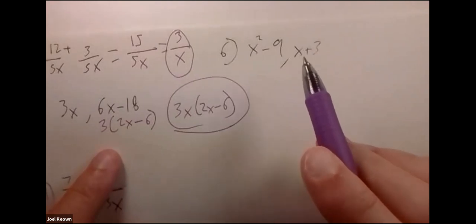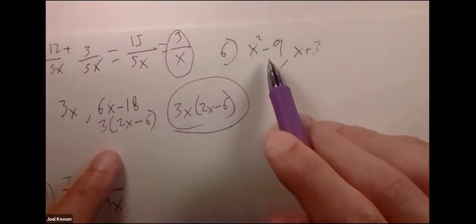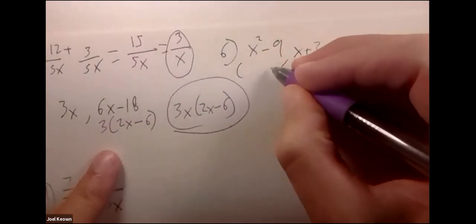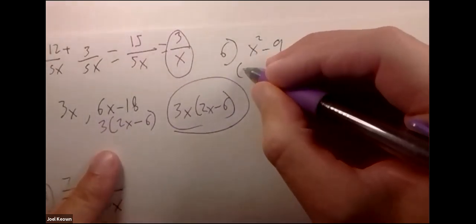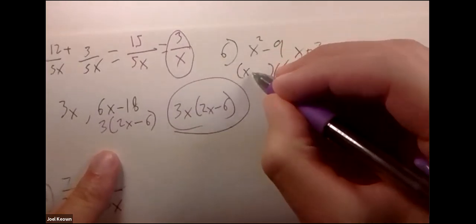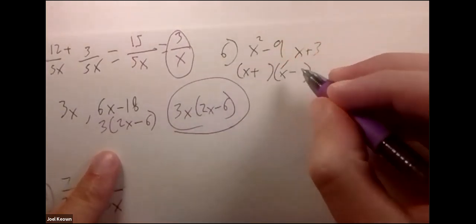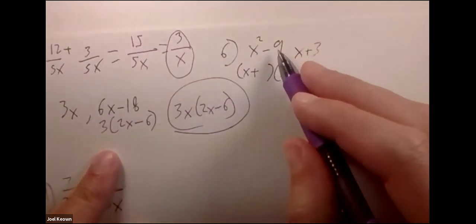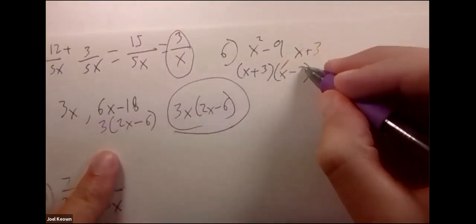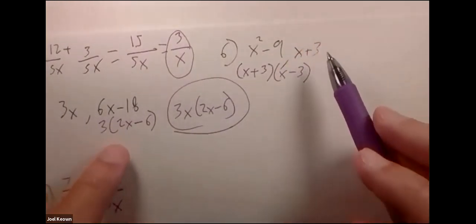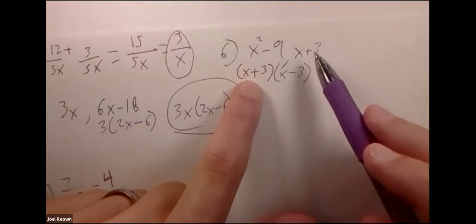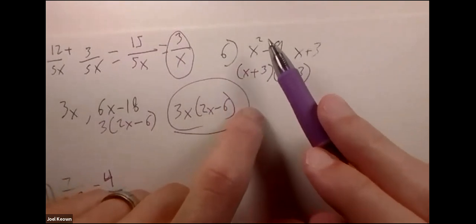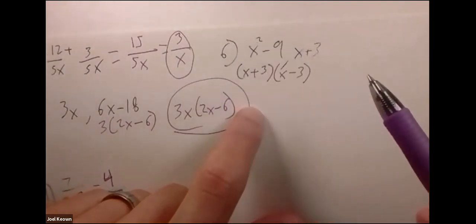Let's come over here to this one. x squared minus 9. That, hopefully, we recognize is a difference of squares. So x squared minus 9 is x plus, x minus, so the signs are opposite, one plus and one minus. The square root of 9 is 3. Well, now look, this one's x plus 3, that one's x plus 3. They both have x plus 3 in common. So this one, x plus 3, is actually a part of the original.